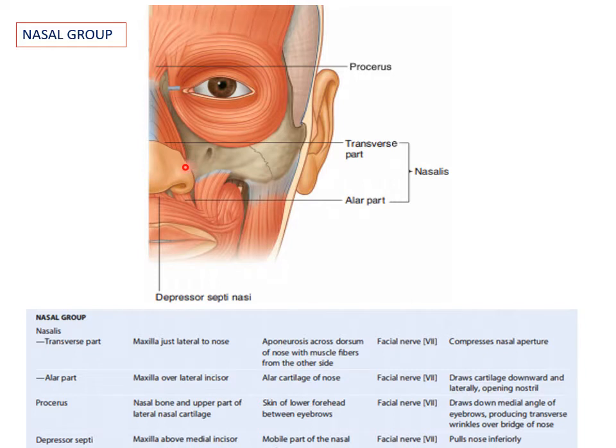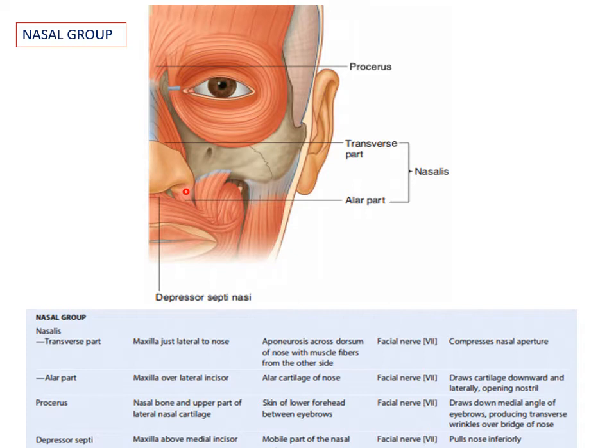This is the alar cartilage of the nose below the skin. The nose is formed by the alar cartilage and the lateral cartilages. Here is the lateral nasal cartilage, and this is the alar cartilage of the nose. So the alar part arises from the maxilla over the lateral incisor and is inserted into the alar cartilage of the nose.